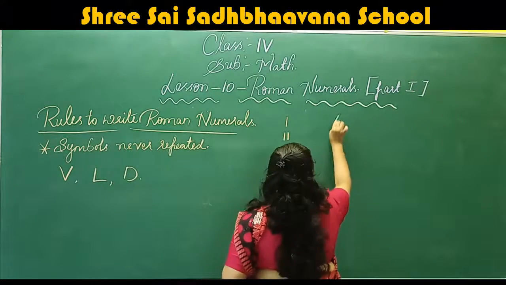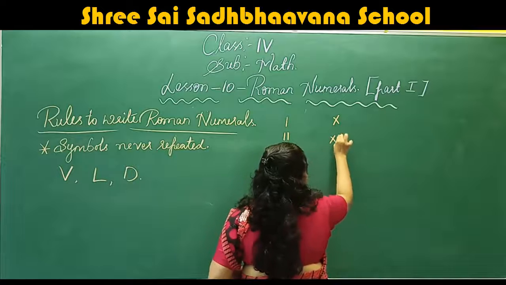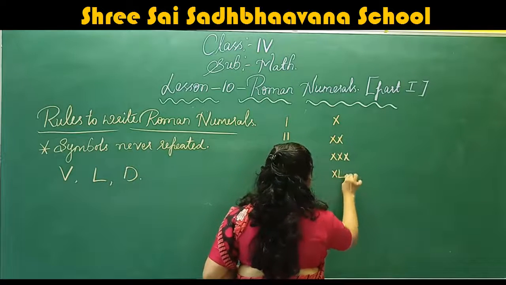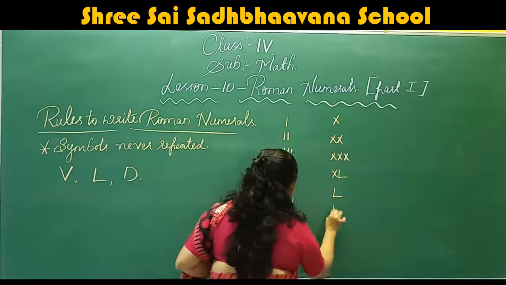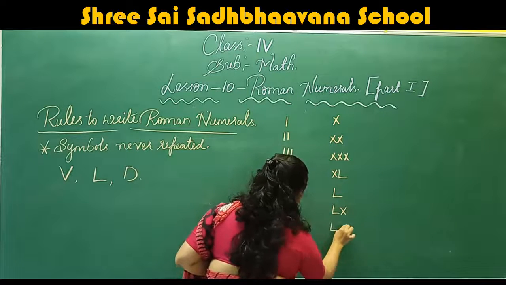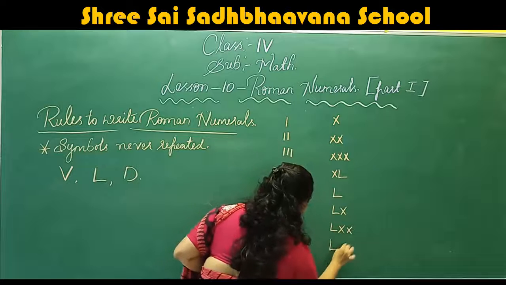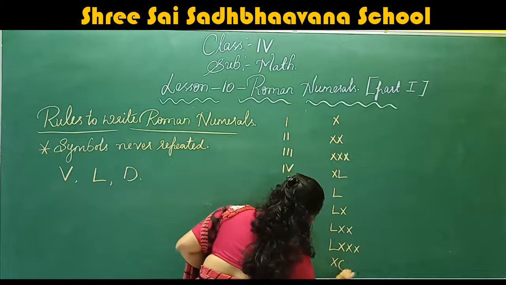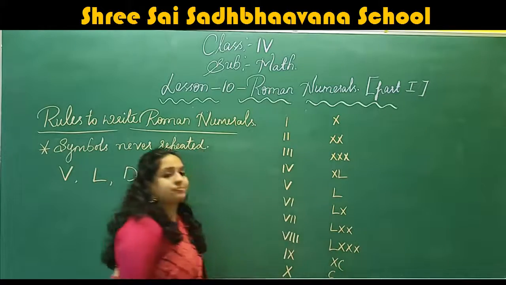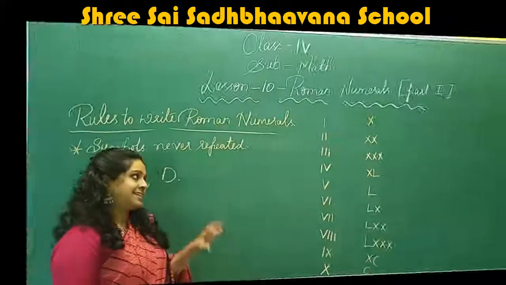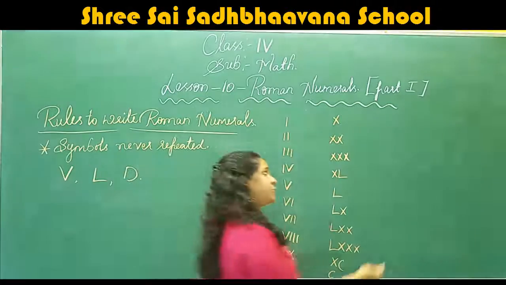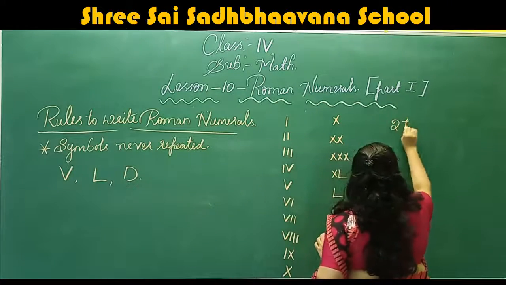Okay, yes, 10, 20, 30, and 40, 50, 60, 70, 80, and 90, 100. Okay. Yes, children. Now, if I want to write 27, how can I write 27?